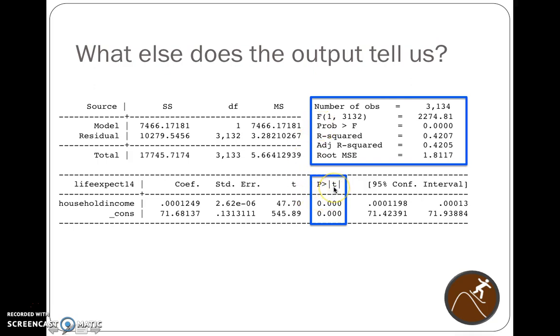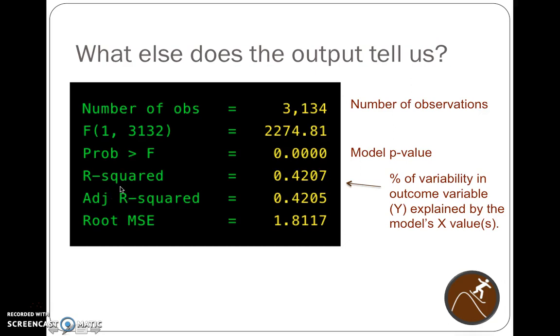This is referring to the p-value from a t-distribution. For the model, it's using an f-distribution, which is a different distribution that we haven't talked about yet, and we're not going to in this course, but you can see that the p-value for this f-test is less than 0.0001. So it is a statistically significant model, and the p-value for household income is less than 0.0001, which is definitely a statistically significant predictor for life expectancy.